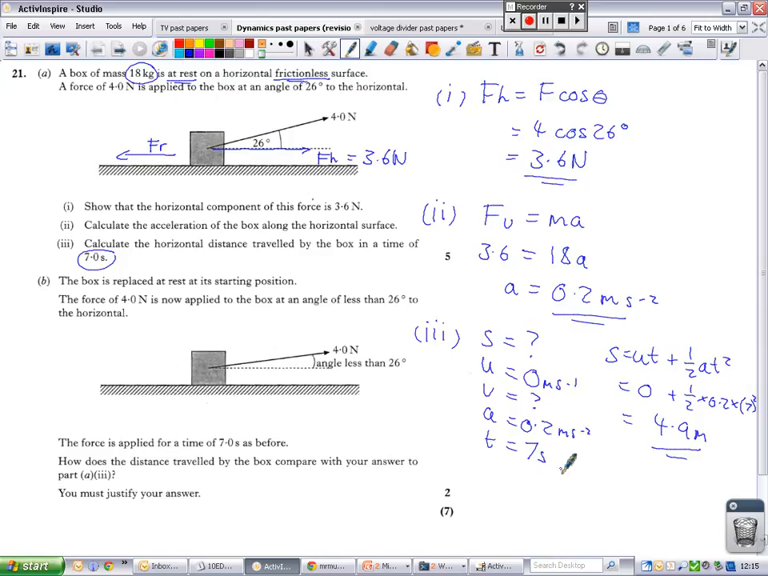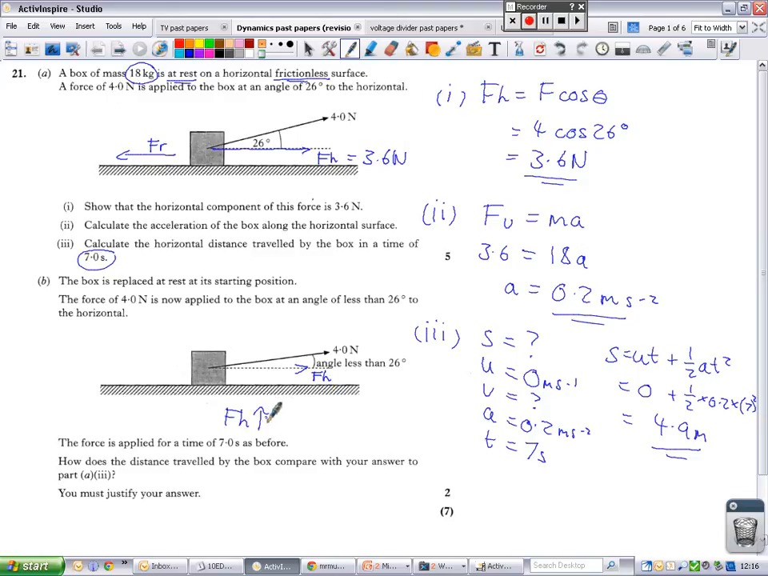Last part there, quite a difficult one. The force is applied for the same time as before, but at an angle of less than 26 degrees. How does the distance travelled by the box compare with your answer to part 3? So you've got to compare it to this answer here of 4.9 meters. Well, the angle has decreased, so you've still got a horizontal component of force, but there's more of that force within the horizontal direction. So your horizontal force has increased.